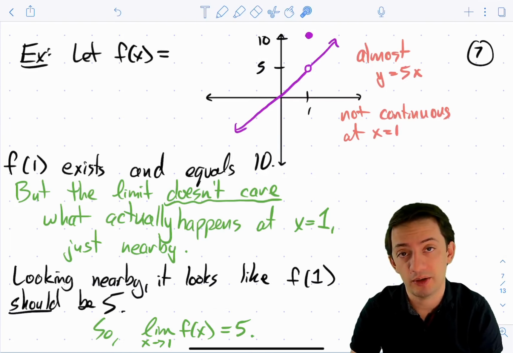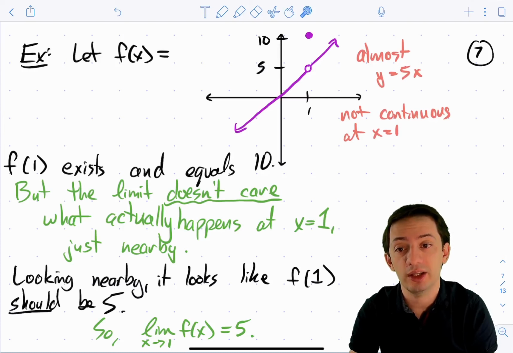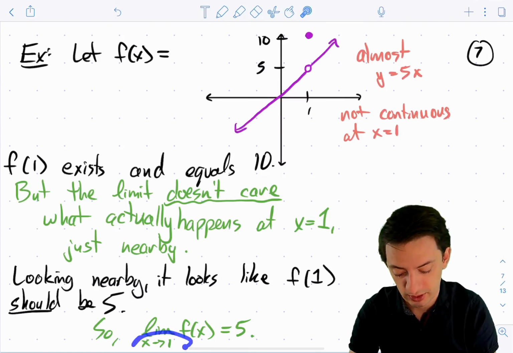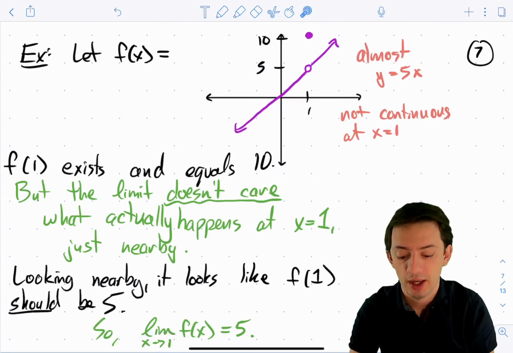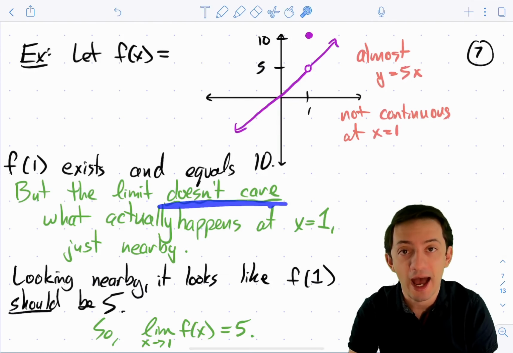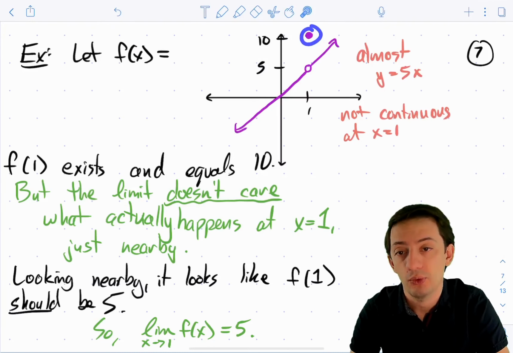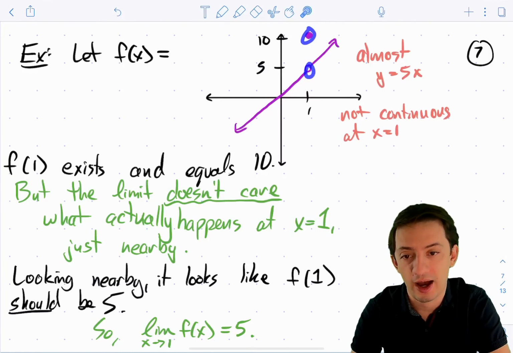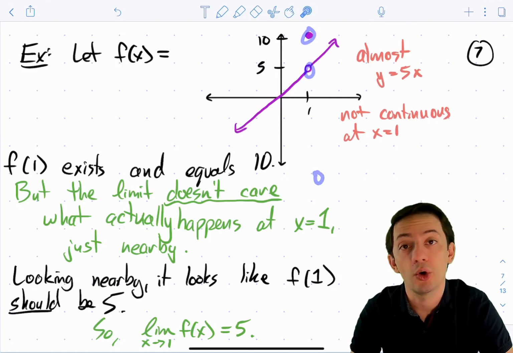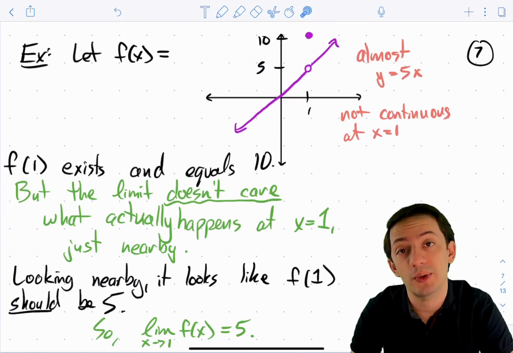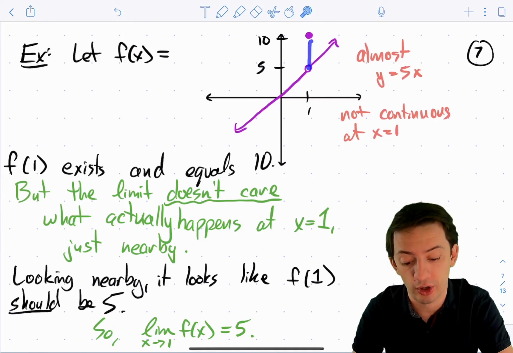This is a key point I want to repeat one more time. When you're taking the limit as x approaches 1, we do not care at all what actually happens at 1. In this case, it's 10. We don't care if it's 10 or 5 or negative a trillion or if it's nothing at all. We don't care what actually happens at 1. We ignore it, and we just look at what happens near 1.